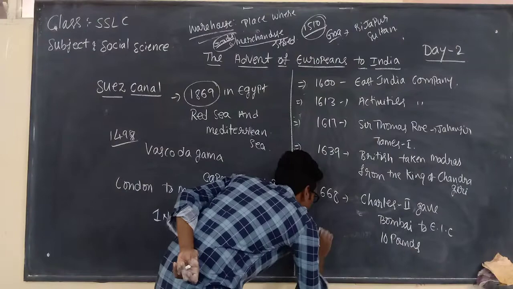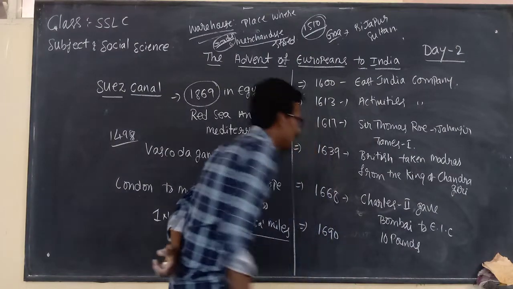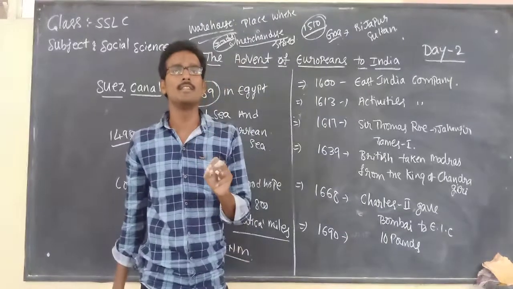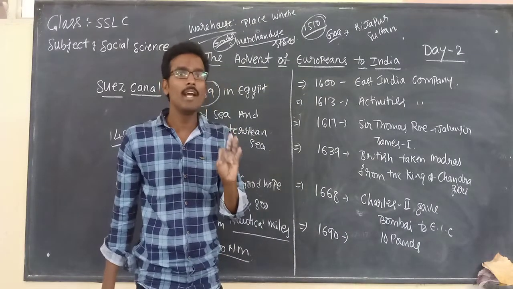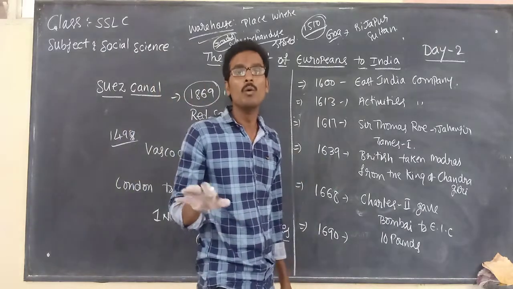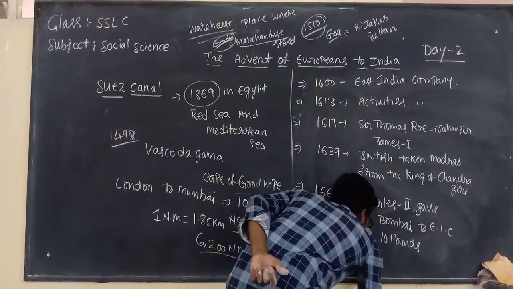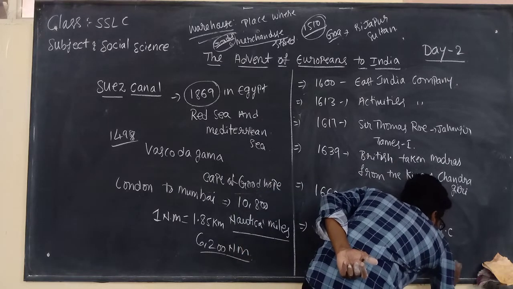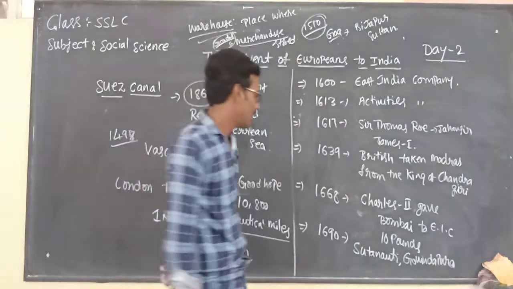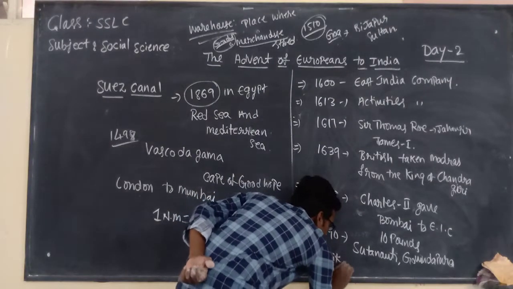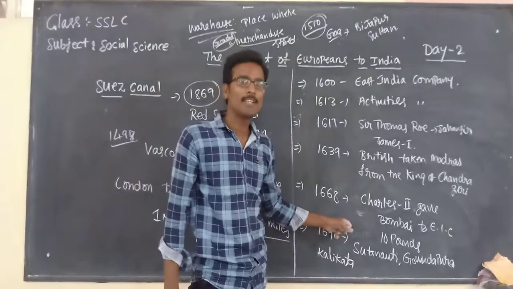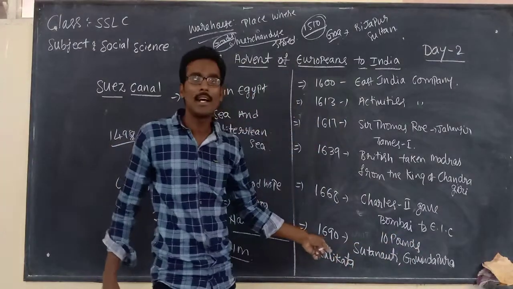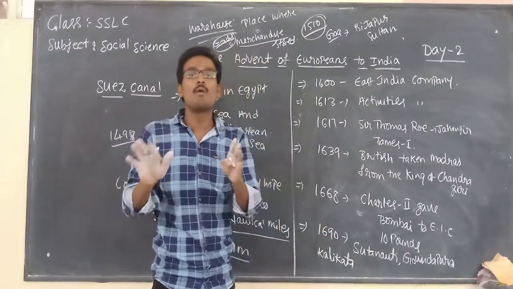After that, the Britishers purchased three villages near the river Hooghly, which are nothing but Sutanauti, Govindapura and Kalikata, in the year 1690. These three villages combinedly developed as Calcutta.